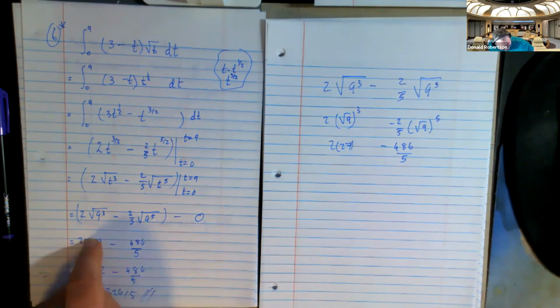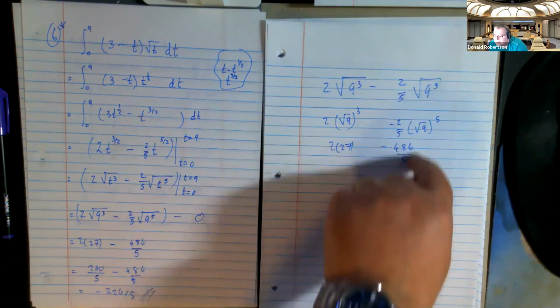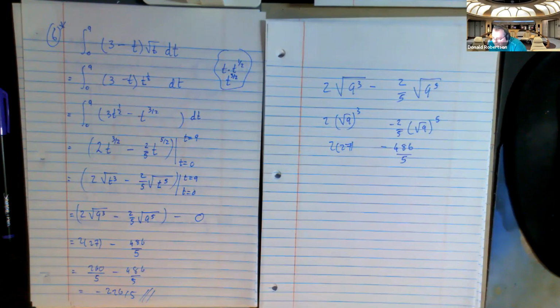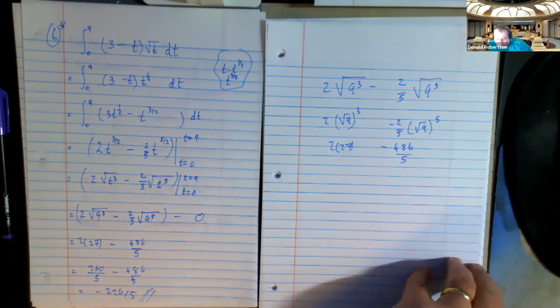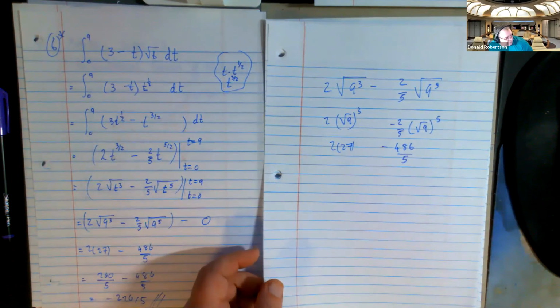So you're wondering where these came from. This is what I was doing in my head. Are we okay with that kind of shortcut for ugly square roots, cube roots kind of thing? You can do both. Are we good?